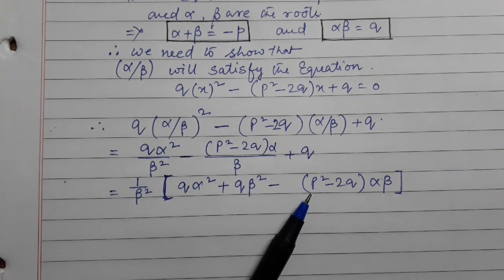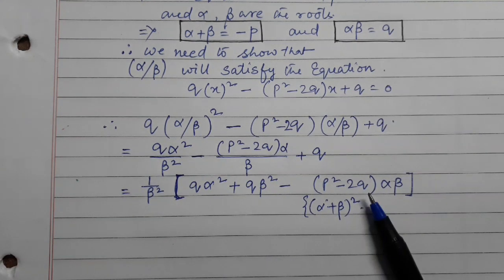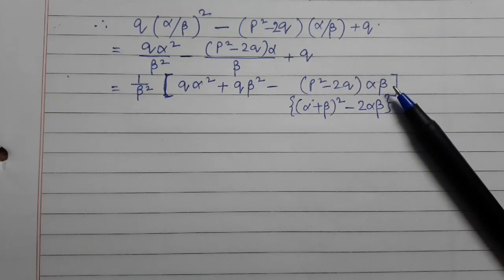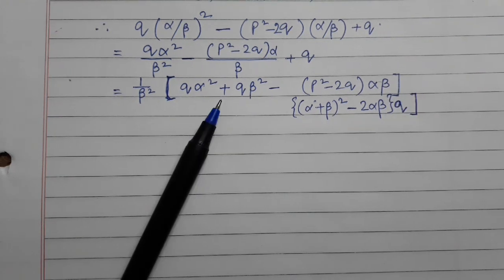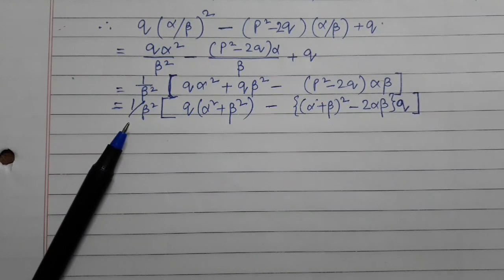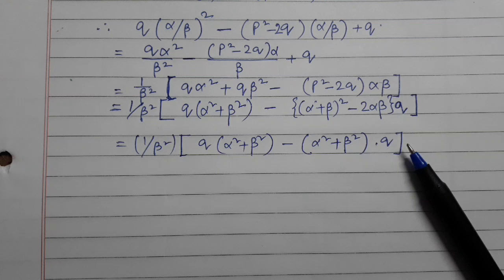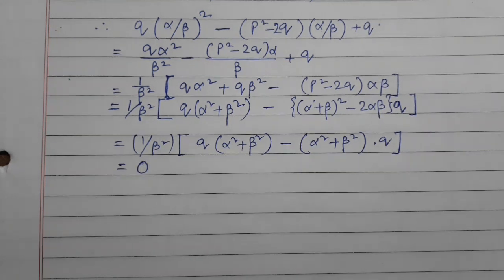So after taking common, since we know that alpha plus beta is equals to minus p, therefore p square can be written as alpha plus beta whole square. And since q is equals to alpha beta, we can write minus 2q as minus 2 alpha beta. In fact, we can write this alpha beta as q. Now from these two terms we can take common q. Hence we can write this expression as this. Now we know that alpha plus beta whole square minus 2 alpha beta is alpha square plus beta square. Hence we can write this, which gives 0.